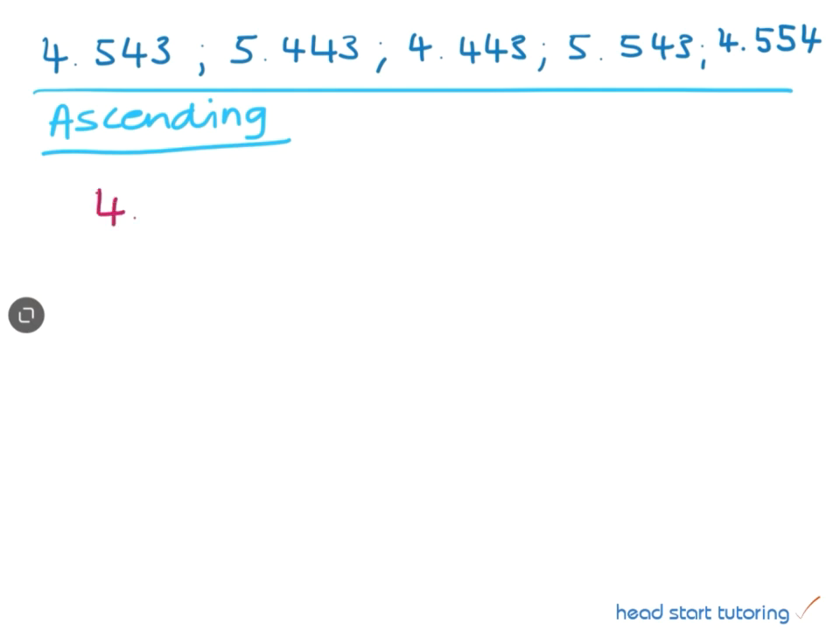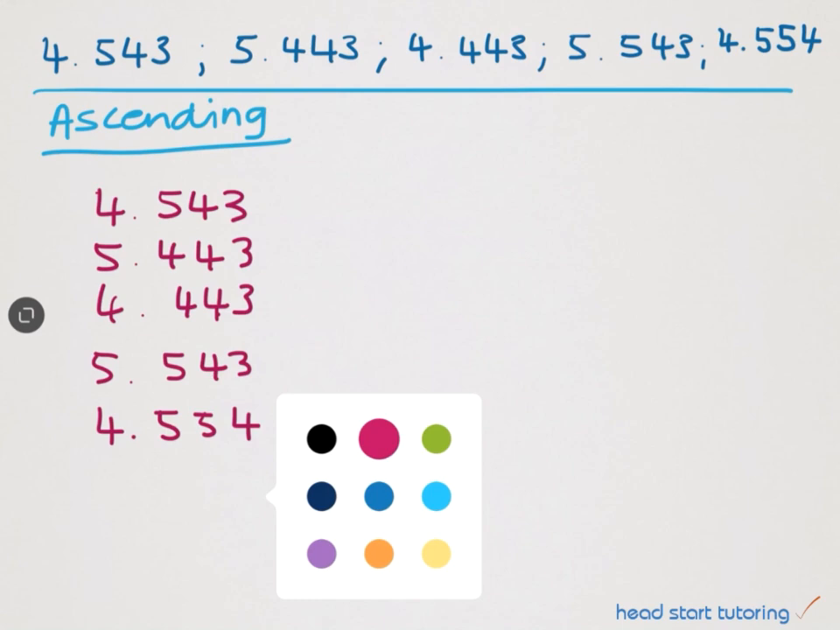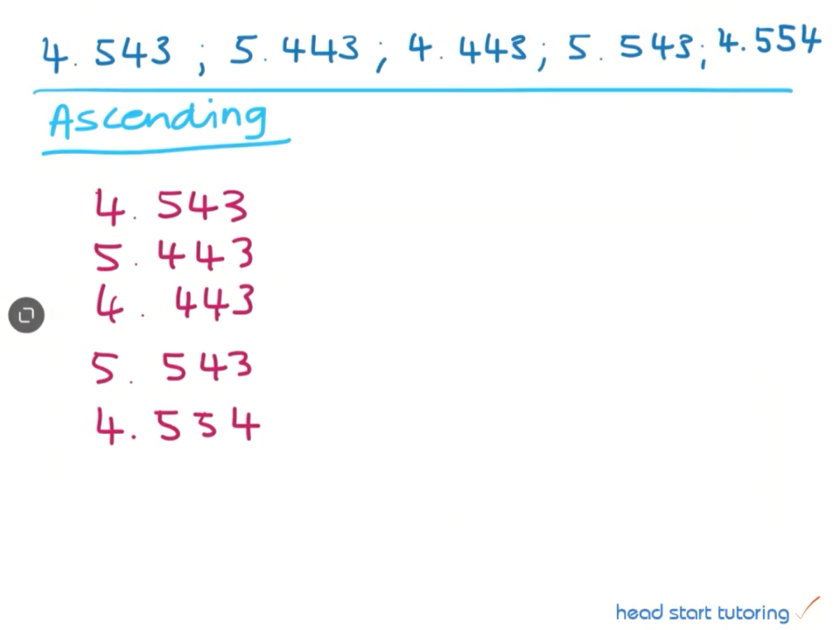So we've got 4.543, 5.443, 4.443, 5.543, and 4.554. Right, so what we need to do here is work from left to right.